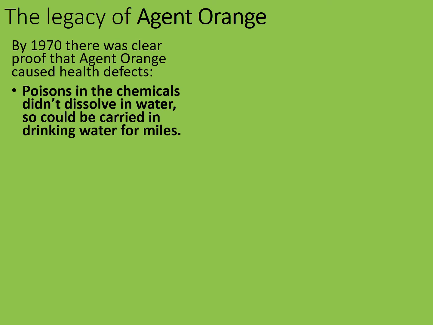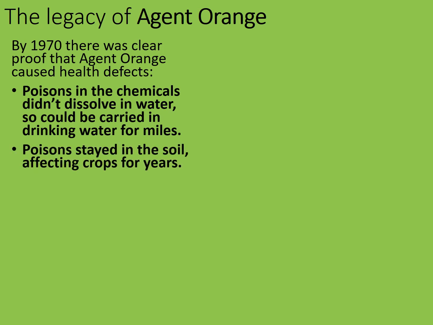Poisons in the chemicals didn't dissolve in water, so they could be carried for miles in drinking water. Many Vietnamese villagers got their water from the rivers, so if an Agent Orange attack happened upstream, then the poisons would be carried downstream and the villagers would be taking on poisons completely unaware of what they were ingesting.